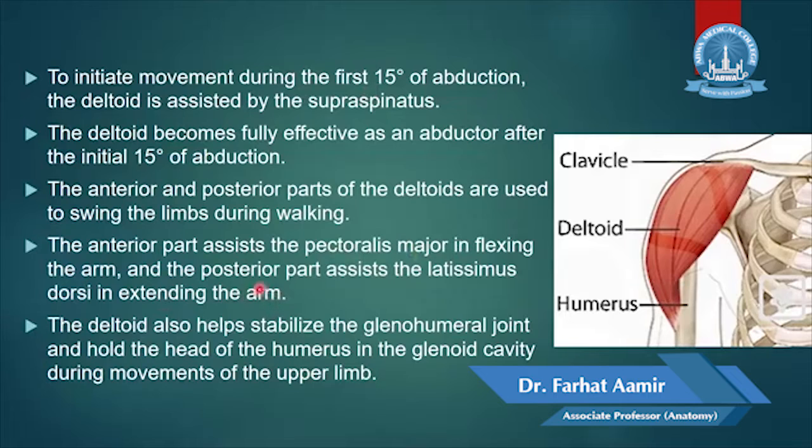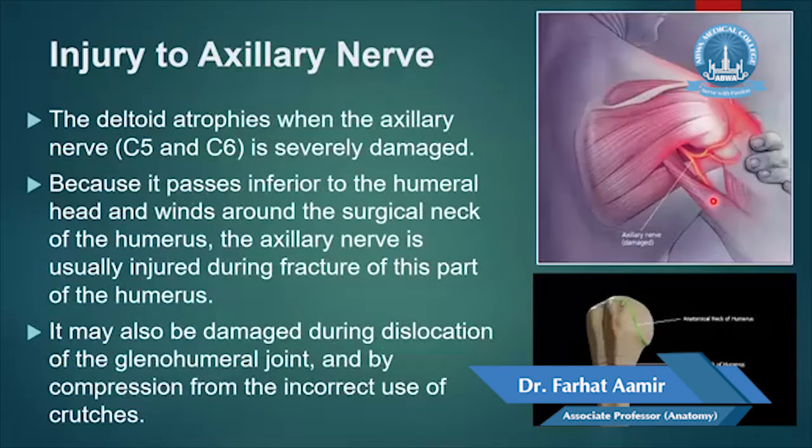So there are two opposite functions. One is flexion. The anterior fibers will do the flexion along with the pectoralis major, and the posterior part will do the extension of the arm along with the latissimus dorsi. The deltoid also helps stabilize the shoulder joint and hold the head of the humerus in the glenoid cavity during the movement of the upper limb, because it is covering the shoulder joint. Okay, it is forming the rounded shape of the shoulder joint, so it is stabilizing the shoulder joint also during the movement of the upper limb.